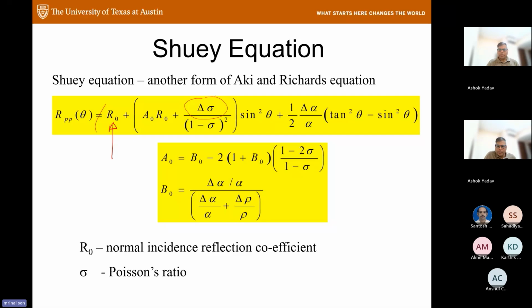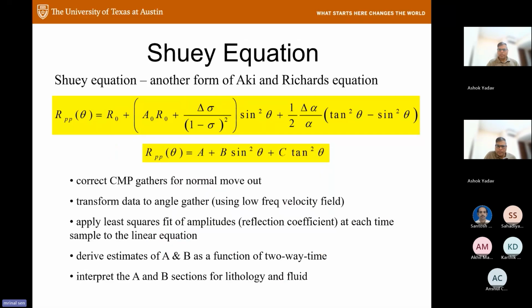But let me see what. So we can write this as A plus B sine squared theta plus C tan squared theta. So using this equation, people made use of AVO analysis and made some interesting discoveries and a lot of failures also. But this became a very powerful technology and was in use for quite some time. I think it's still used.